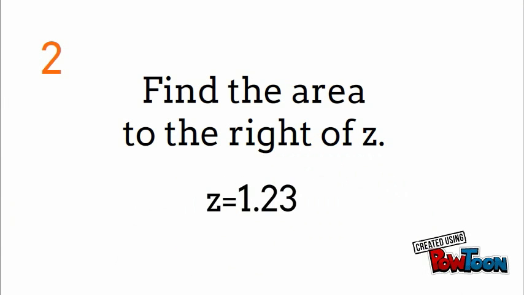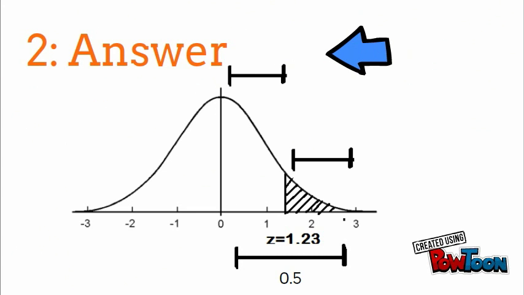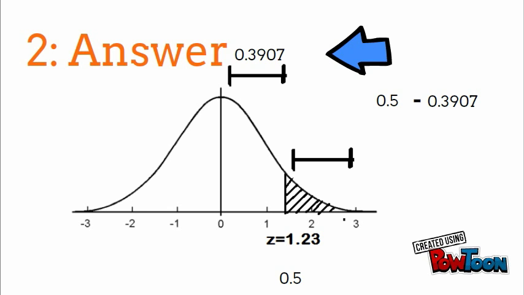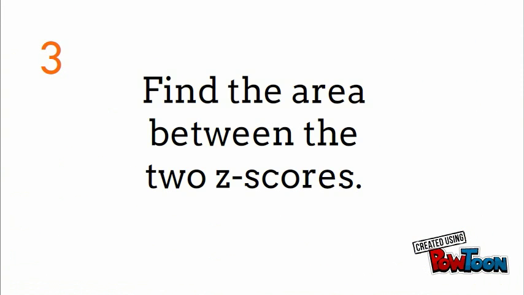In our second problem, we'll try to find the area to the right of z if our z-score is the same. To find this area of the graph, we must subtract this area from 0.5. We know from the z table that this area is 0.3907. So, if we subtract it from 0.5, we get 0.1093.